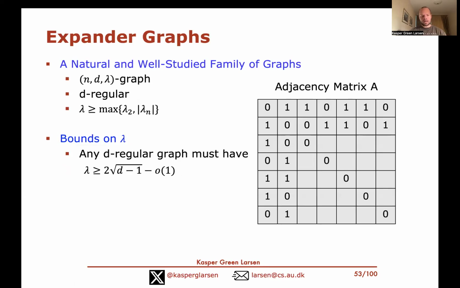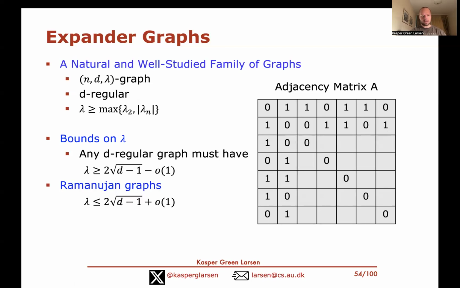So what are the possible ranges of this lambda? It is known that no matter what d-regular graph you look at, lambda cannot be too small. There will always be one of these other eigenvalues that is fairly large. In particular, it will be at least 2 times the square root of d minus 1, minus a little o(1), something like 1 over log n that you lose here. So this is the smallest possible value of lambda.